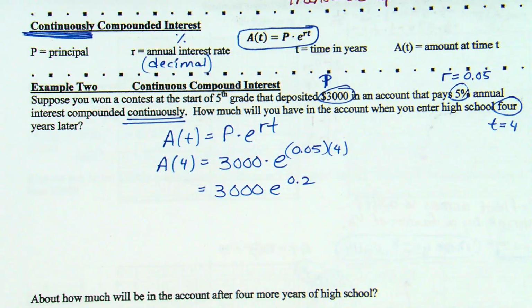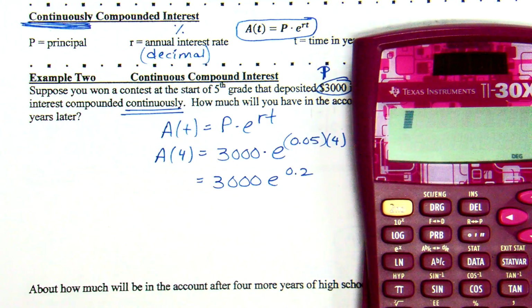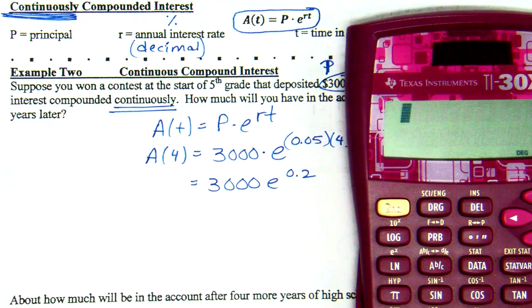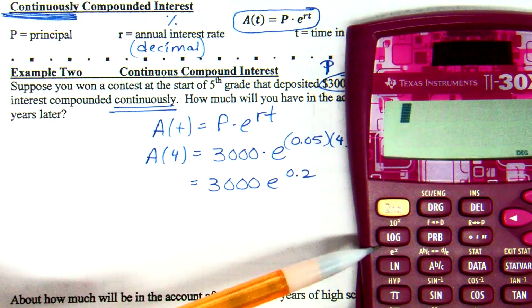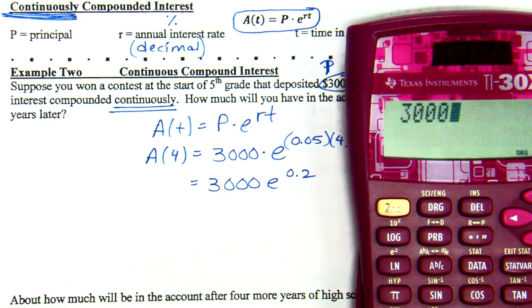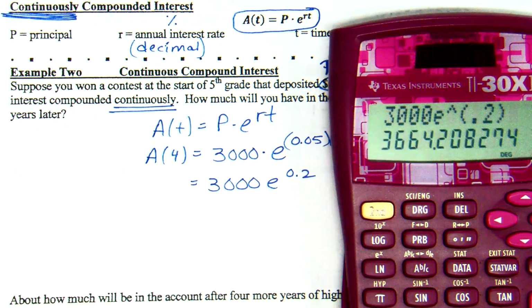Grab the calculator you're usually using. If that's one of mine, feel free to grab one of mine, because you've got to know how to use the E button. On my calculator, my E is a second function, and it's right above my LN button on the left. So for me, it's the third button down the left, a second function. So I can do 3,000 times, and my second E raised to the 0.2. I can do mine just like that and get an answer.